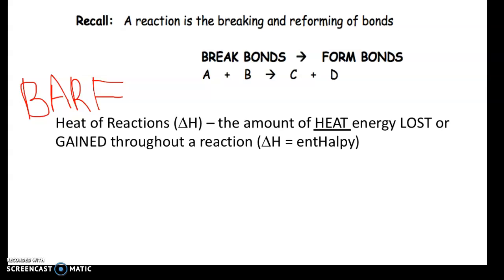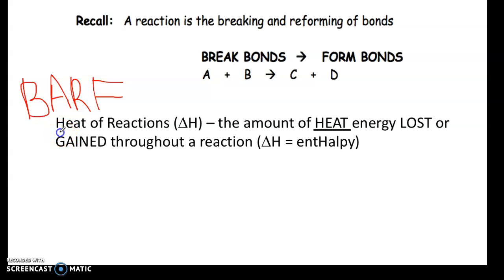But when we're releasing and breaking these bonds, what's happening to them? How do we do that? So heat of reaction, delta H, calculates the amount of heat energy lost and gained throughout the reaction. So we know how much energy we're losing and how much energy we're absorbing. So that is going to be our heat of reaction.